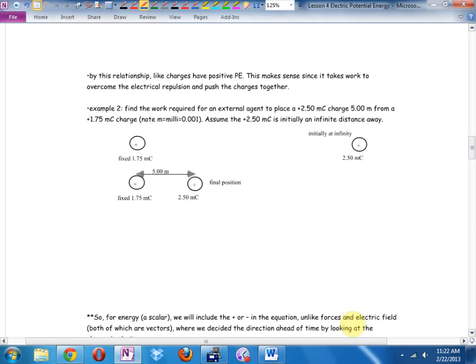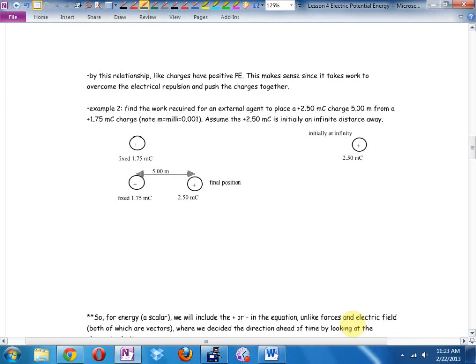So example 2 says, find the work required for an external agent. By the way, when they say external agent, my physics prof used to always just say, just pretend it's little invisible angels or something is moving it. Pretend it's your hand if you really want to do that. But some outside external agent is adding energy to this system. In this system, energy is not being conserved because there's an outside source.